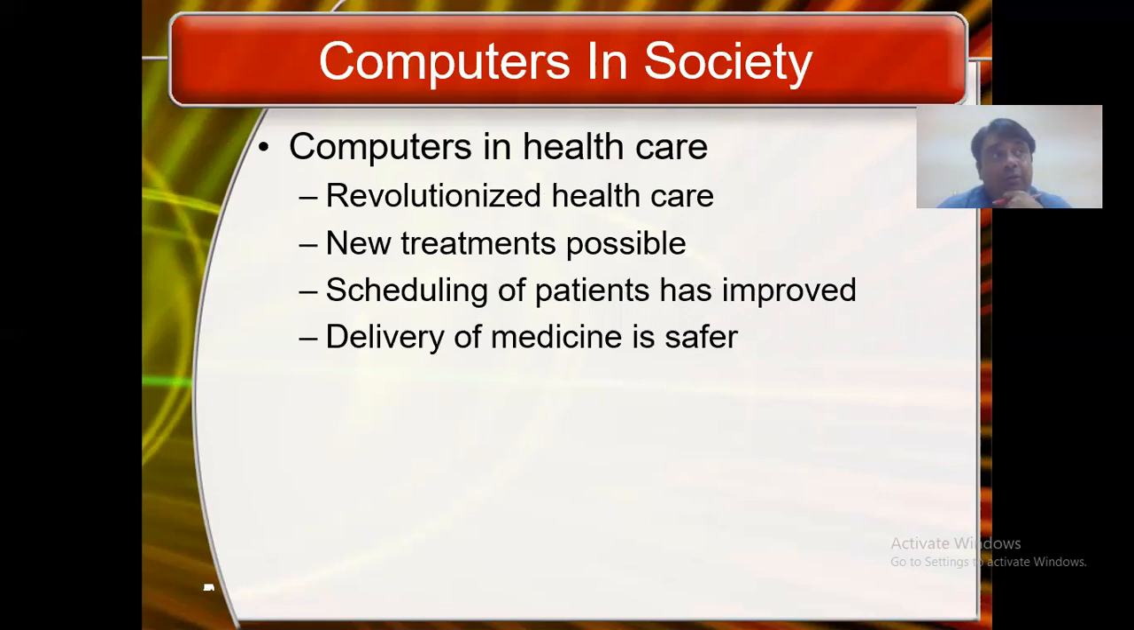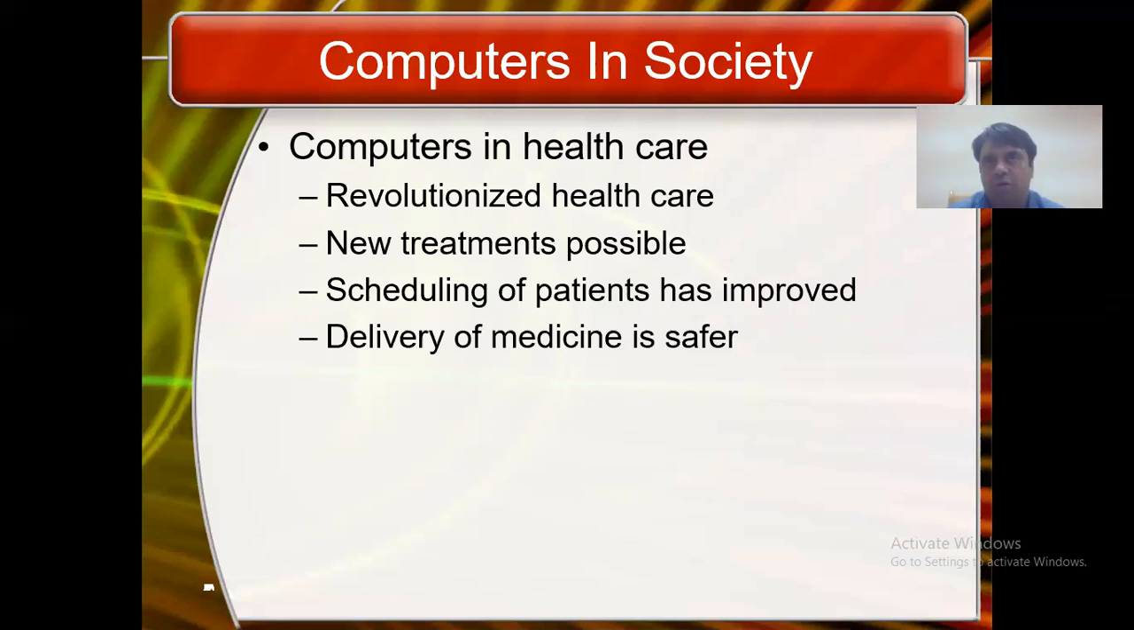Then computers are very much used in healthcare now. Nowadays, people are performing bypass operations or other sorts of operations through robots' involvement. So robots or computers in healthcare. New treatments are possible through robots. Scheduling of patients has improved. You have got a computerized number system. You do not have to visit the doctor. You can take the number of the doctor through an online resource, and the online computer will automatically assign you a particular time.